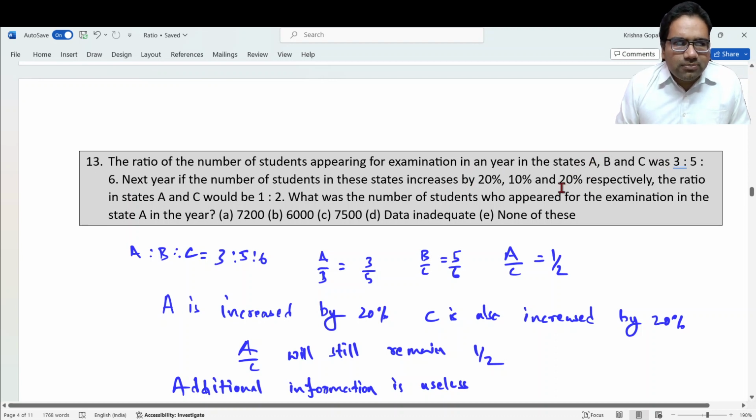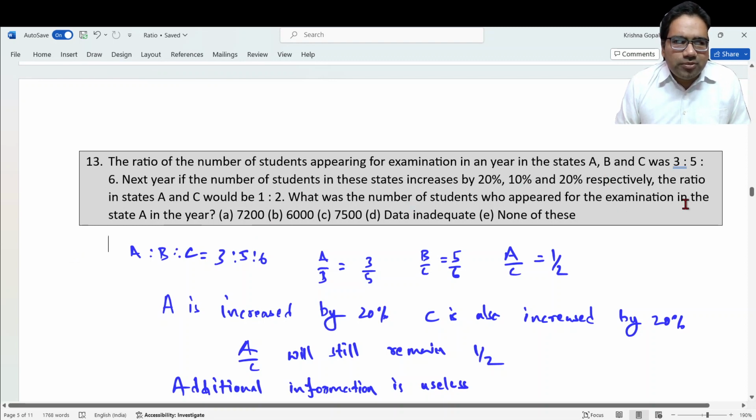Now both increase by 20%. What does that mean? It will anyway stay at 1 is to 2 only. He is not giving any extra information here. The ratio in the states A and C would still be 1 is to 2 only. Even if we had not mentioned this, we would still have derived that it would be 1 is to 2 only. So there is no additional information.